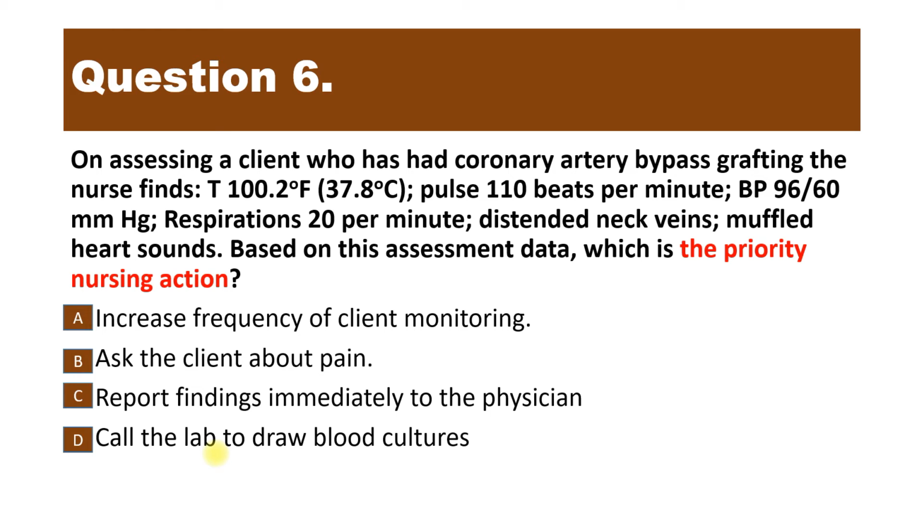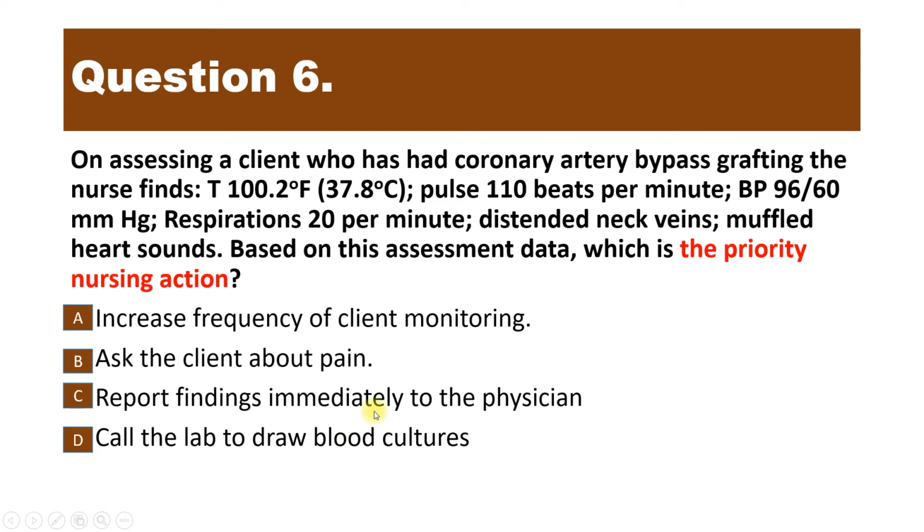Question 6. On assessing a client who has had coronary artery bypass grafting, the nurse finds the following vital signs. Okay, the temperature is 37.8, pulse is 110, BP is 96/60, and respirations are 20. The patient also has distended neck veins, muffled heart sounds, and based on this assessment data, which is the priority nursing action? Increase frequency of client monitoring, ask the client about pain, report findings immediately to the physician, call the lab to draw blood cultures.